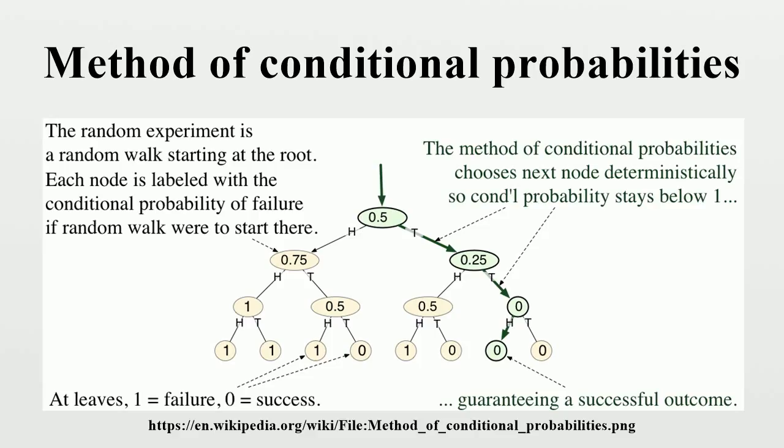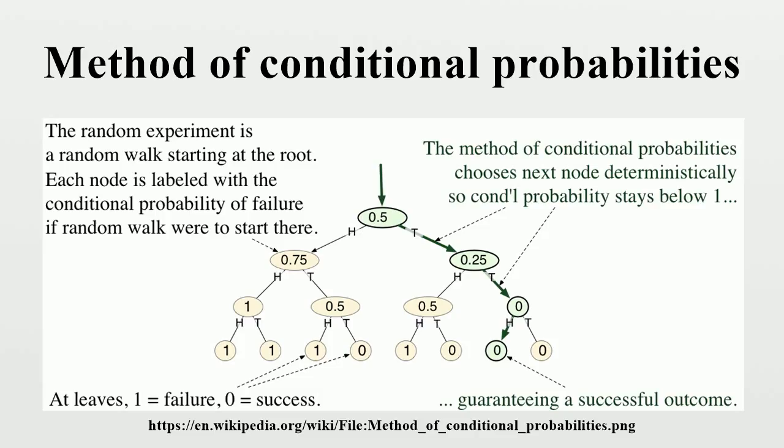To apply the method of conditional probabilities, one focuses on the conditional probability of failure, given the choices so far, as the experiment proceeds step by step. In the diagram, each node is labeled with this conditional probability. The method of conditional probabilities replaces the random root-to-leaf walk in the random experiment by a deterministic root-to-leaf walk, where each step is chosen to inductively maintain the following invariant. The conditional probability of failure, given the current state, is less than 1. In this way, it is guaranteed to arrive at a leaf with label 0, that is, a successful outcome.